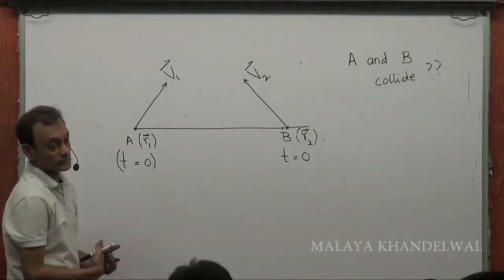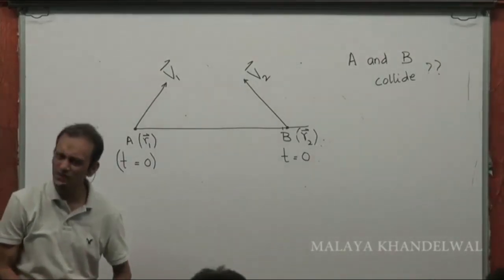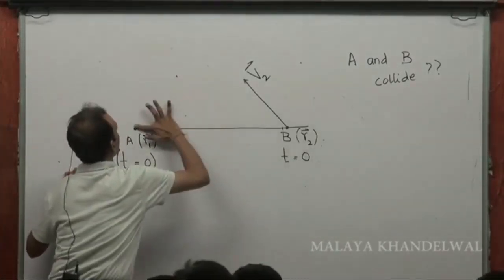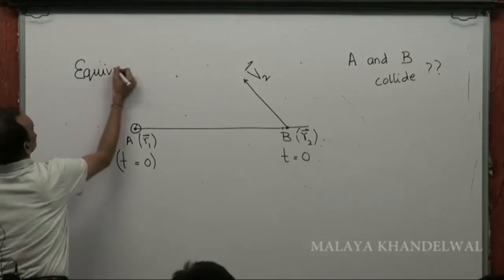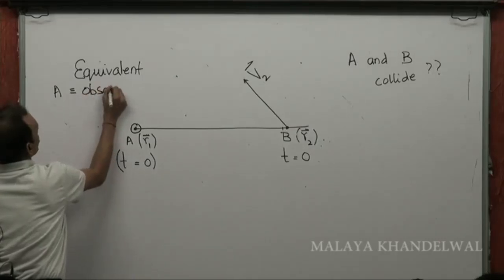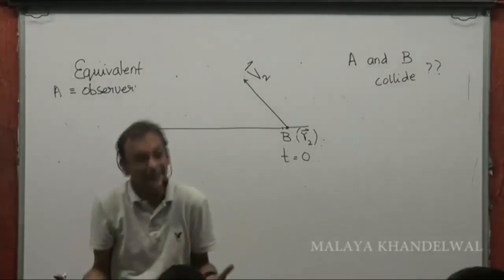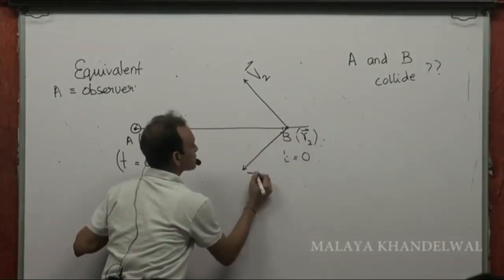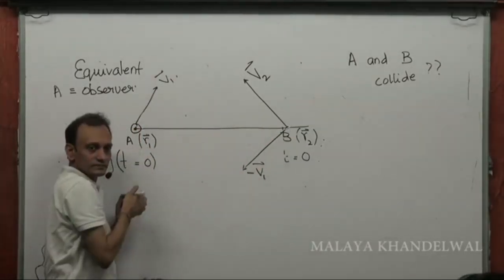If I make A the observer, then the velocity of B would be VB minus VA. Yes or no? That would be the revised velocity of B. So, if A is chosen as an observer, this is an equivalent situation. Then the velocity of B will no longer be V2, it's going to be V2 minus V1. See, V1 was like this, so minus V1 would be like this. Yes or no?